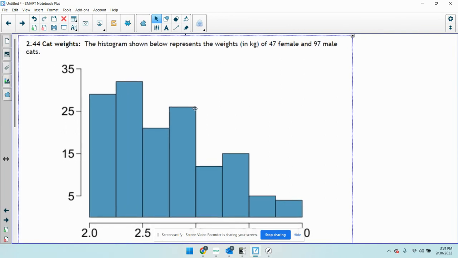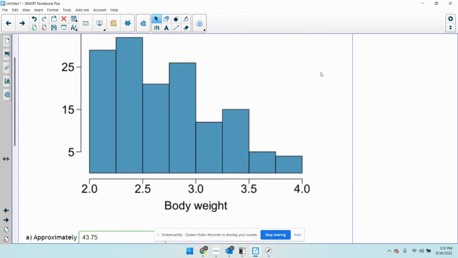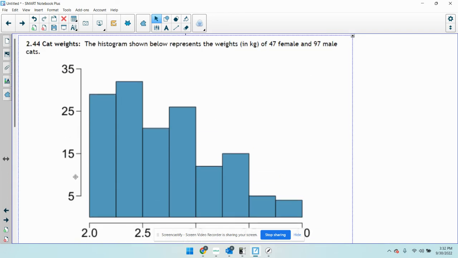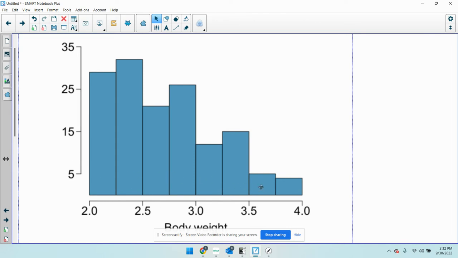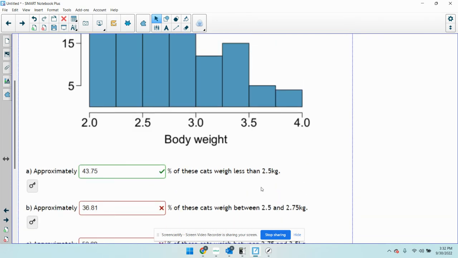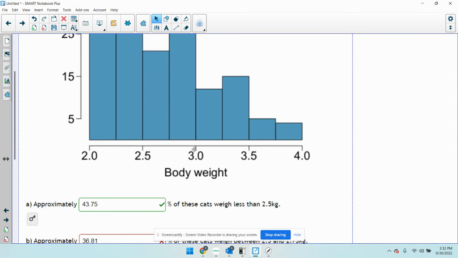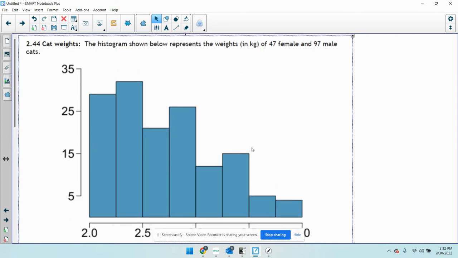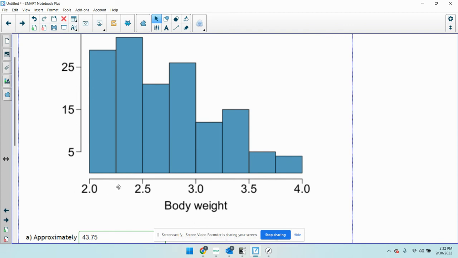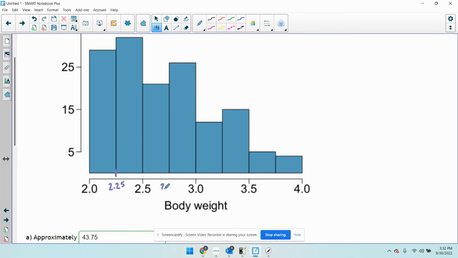So this histogram shows the weights of 47 female and 97 male cats. Okay, so this is the number in each weight category, and then these are the ranges of the weights. So you'll see these go up by half pounds. I guess these are in pounds. Oh, kilograms. That makes more sense. Half a kilogram. So we can safely assume that each of these bars is like a quarter of a kilogram. This is 2.25. This is 2.75. This is 3.25 and 3.75.